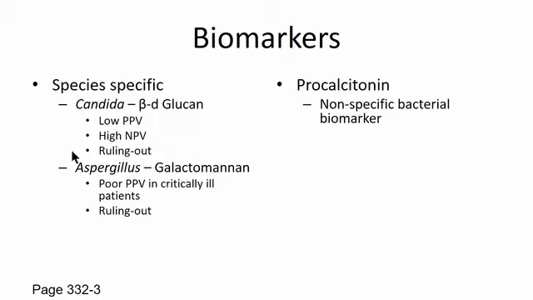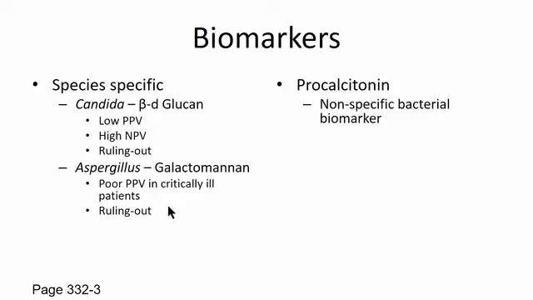Galactomannan really originated from the hematologic malignancy world, where the prevalence is much higher for Aspergillus. Because the incidence is much lower in critically ill patients, it actually has a much poorer positive predictive value in critically ill patients. So I wouldn't say it's super helpful. I have stated here that it can be used for ruling out, but it's also not the most sensitive in critically ill patients.